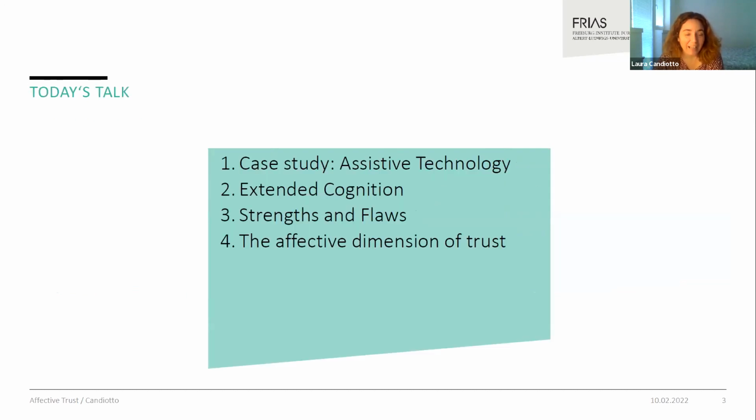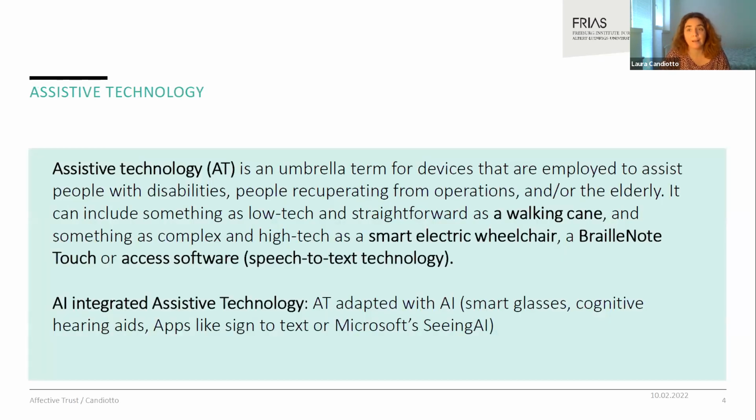This is the plan for today. I will first introduce my case study, that of assistive technology. Then I will understand this within the broader conceptual framework of extended cognition. I will point to some strengths and flaws of this approach, and from there I can deliver my alternative: that we need to focus on the affective dimension of trust to explain why a human being can have cognitive integration, which is a technical term, with a technological device. That means how it is possible that this device becomes part of a cognitive system and so can experience the world through it. So let's start with some working definitions.